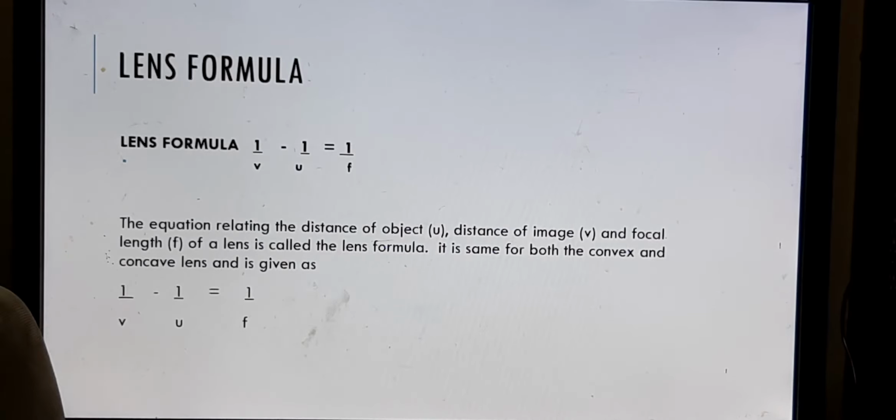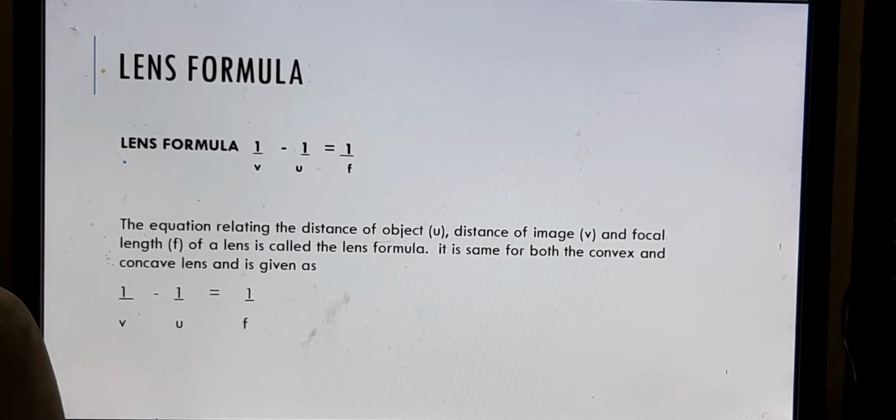Hello dear students, we come to the lens formula. This is a very important formula and I will be teaching you the derivations of the lens formula from your textbook. Okay, first we'll just look at this formula.